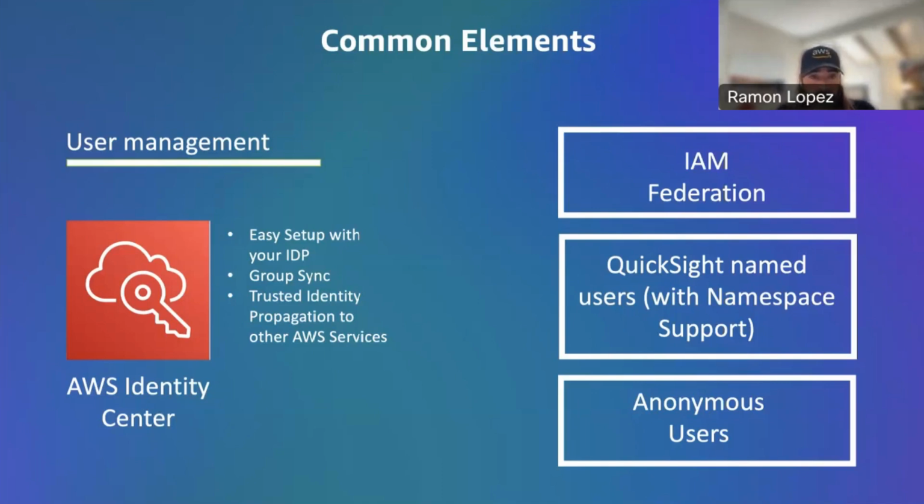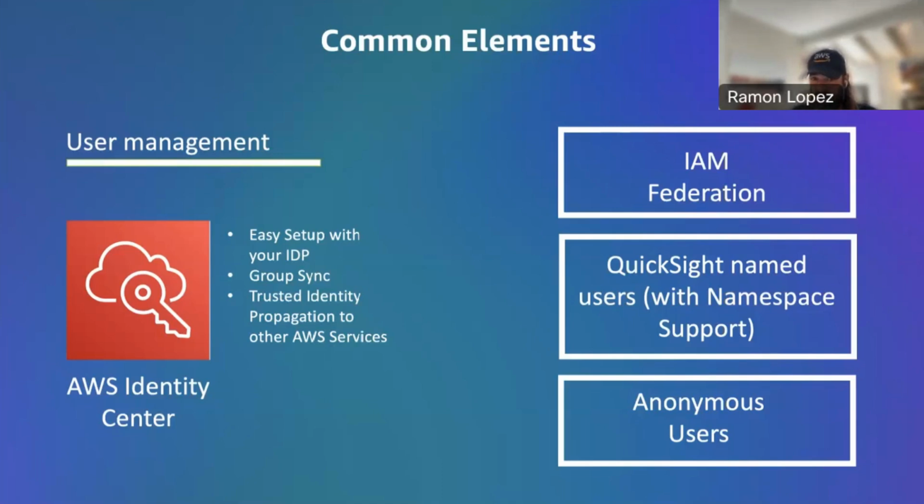It's easy to set up with your own IDP. It supports synchronization of groups so you can manage authorization of assets and provisioning of users by role, depending on your LDAP groups or your groups within your IDP. It also supports the integration between QuickSight and other AWS services. In particular, it opens up the door for what's called trusted identity propagation with, for example, Redshift.